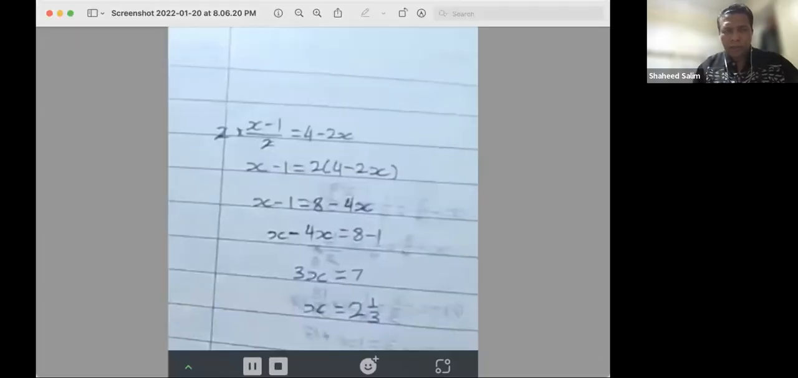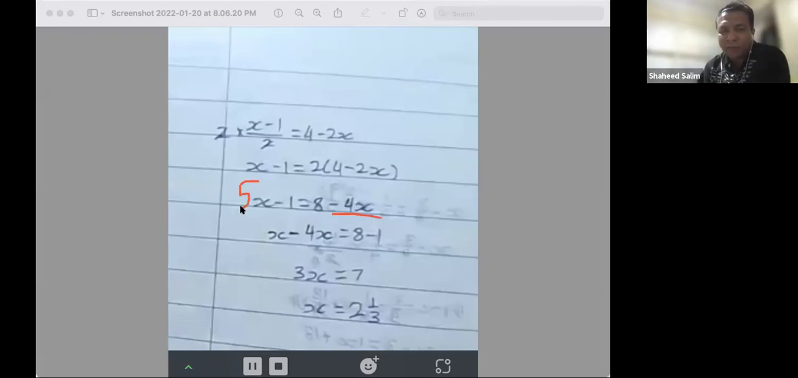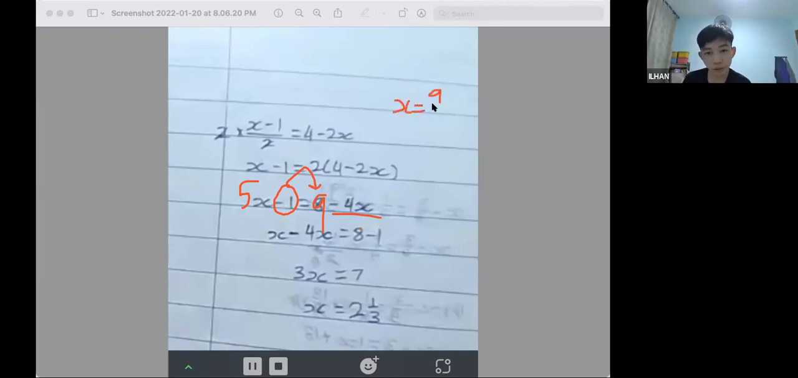Okay Ilhan, let's see now. First of all, let me check whether you copied the question correctly. This is x minus 1 over 2 equals 4 minus 2x. Okay, good. So now what do you do? You times 2 down here. Good. You times the other side by 2. Very good. So 8 minus 4x, correct? Now you bring the minus 4x over, it becomes what? Plus 4x. Positive. So that means you will get 5x here. Then you bring the minus 1 over, positive, don't forget, becomes 9. So 5x equals 9, and then x equals 9 over 5. Correct? 1.8.